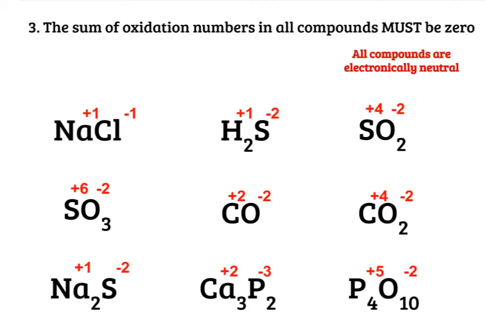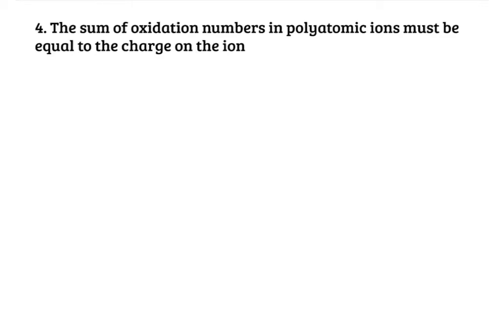Check your answers. Rule number 4. The sum of oxidation numbers in polyatomic ion must be equal to the charge of the ion. Okay, find the table of polyatomic ions in your reference tables. You can see that each ion has its overall charge listed next to it.